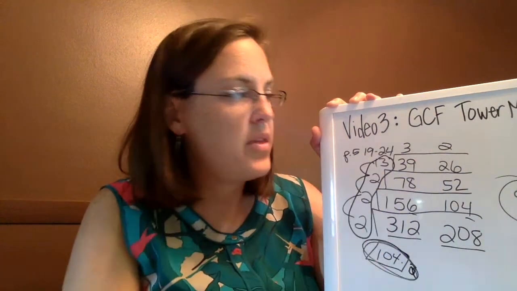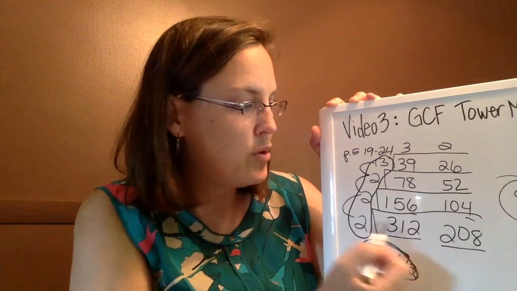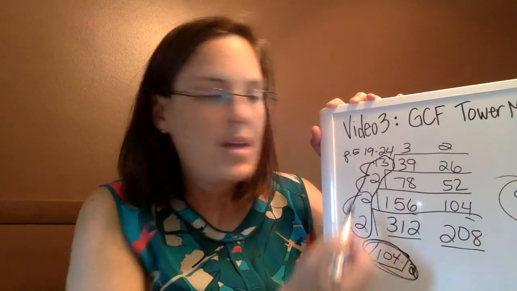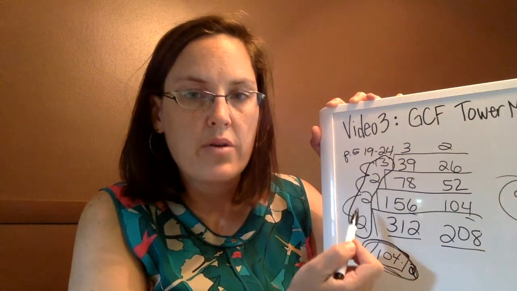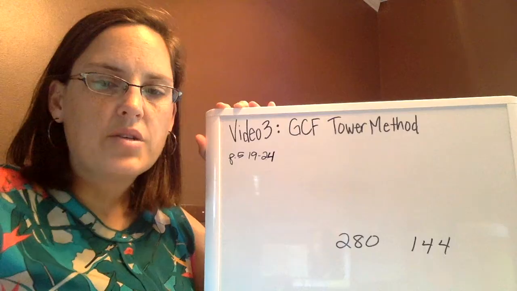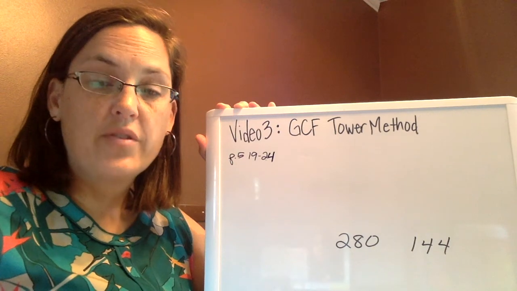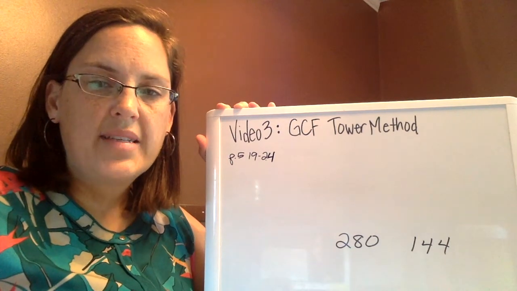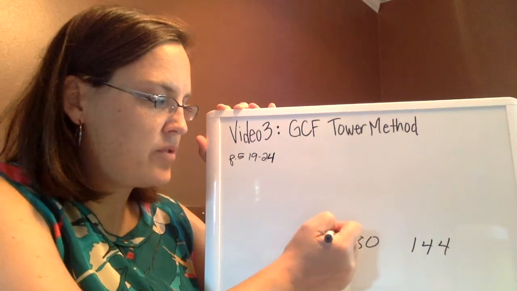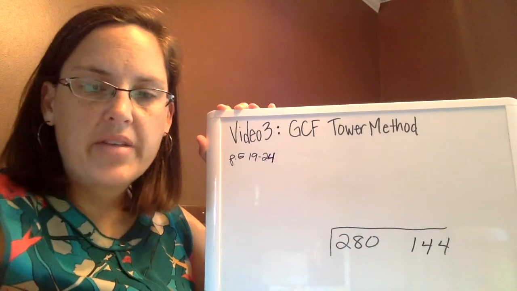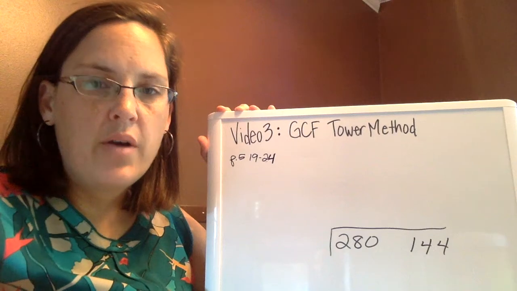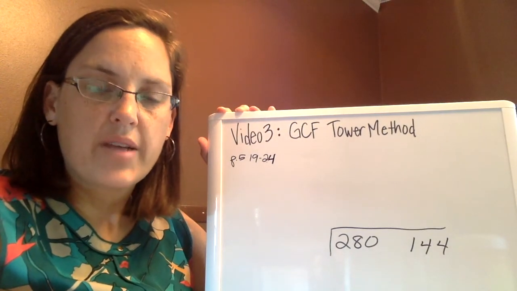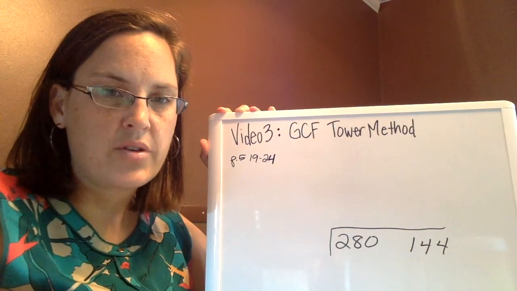But this tower method allows you to pull out 2 at a time. Even if you don't know what the final answer is going to be, you can pull out smaller numbers and figure out the answer. So here's a problem that I would like to have you do on your own. Go ahead and write down the 280 and 144 and try the tower method to find the greatest common factor. Press pause now, and then when you're finished with the problem, press play to see if you have the same answer as I do.